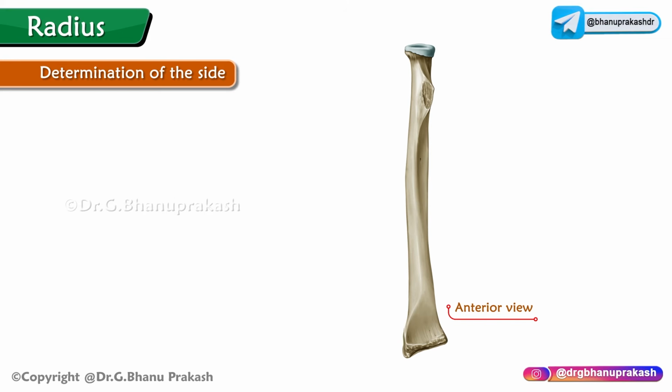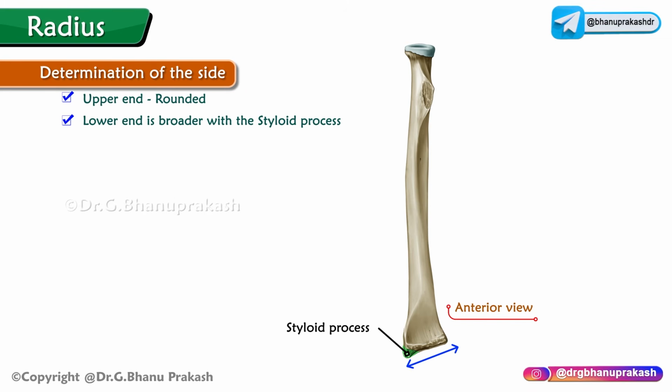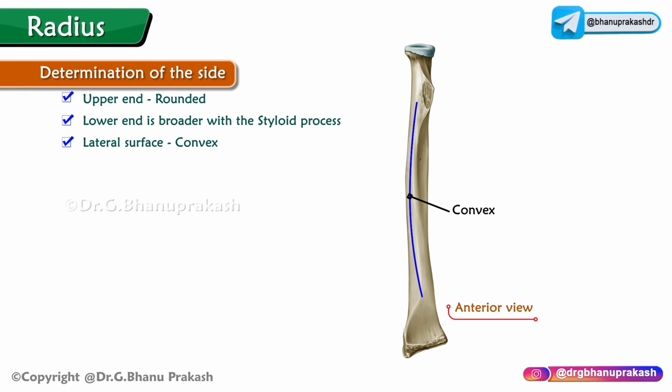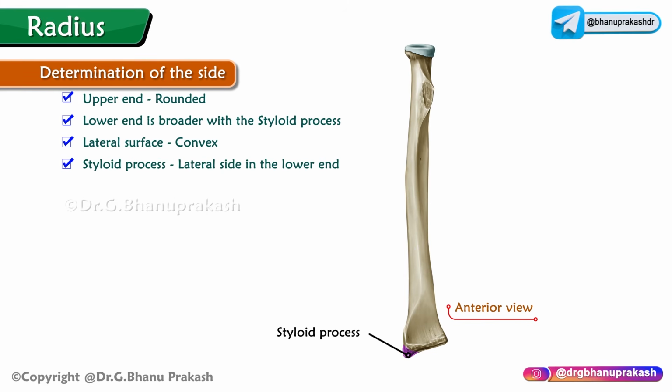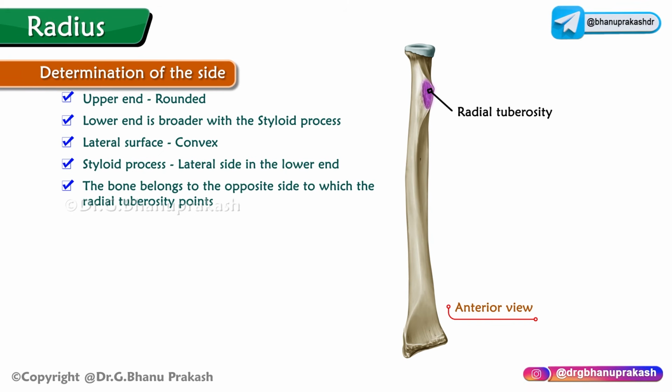Determination of the side. The upper end is rounded. The lower end is broader with the styloid process. Lateral surface is convex. The styloid process projects from the lateral side in the lower end of the bone. The bone belongs to the opposite side to which the radial tuberosity points.